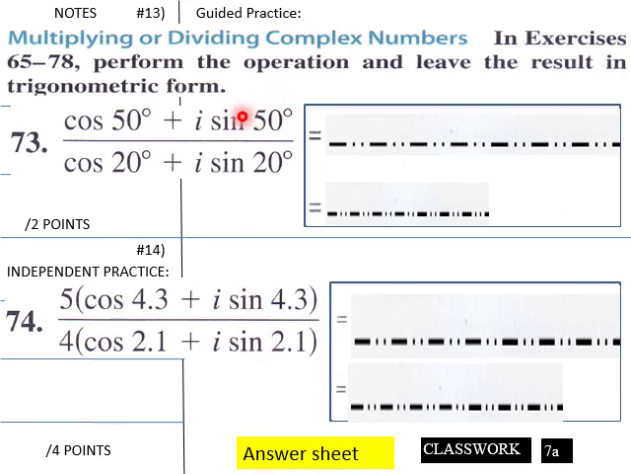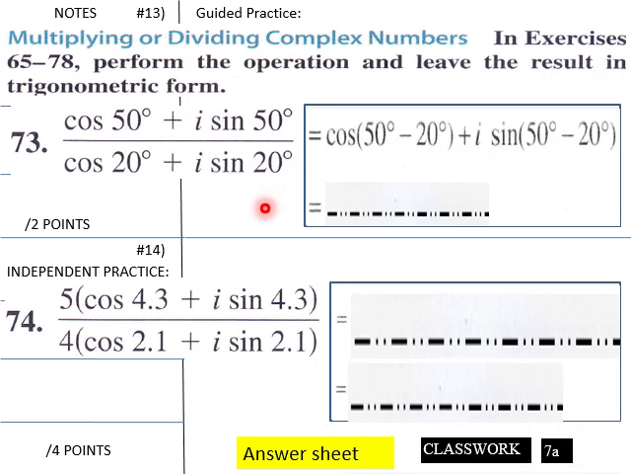Let's try a quotient down here. Perform the operation and leave the result in trigonometric form. So here's our quotient for 73, cosine 50 degrees plus i sine 50 degrees over cosine 20 degrees plus i sine 20 degrees. First, we're going to combine like terms: cosine 50 minus 20 plus i sine 50 minus 20. When we do that, we get cosine 30 degrees plus i sine 30 degrees. It says leave the result in trigonometric form, so here's your trigonometric form for that.